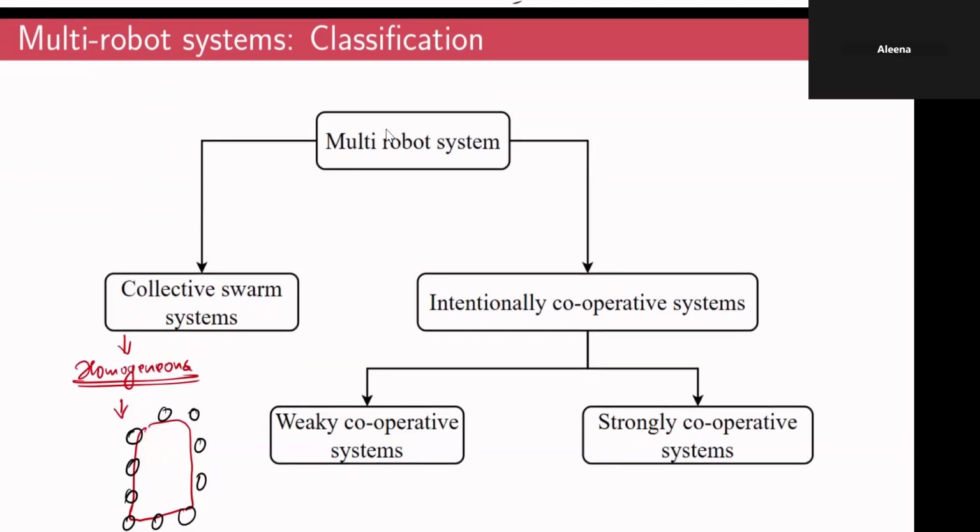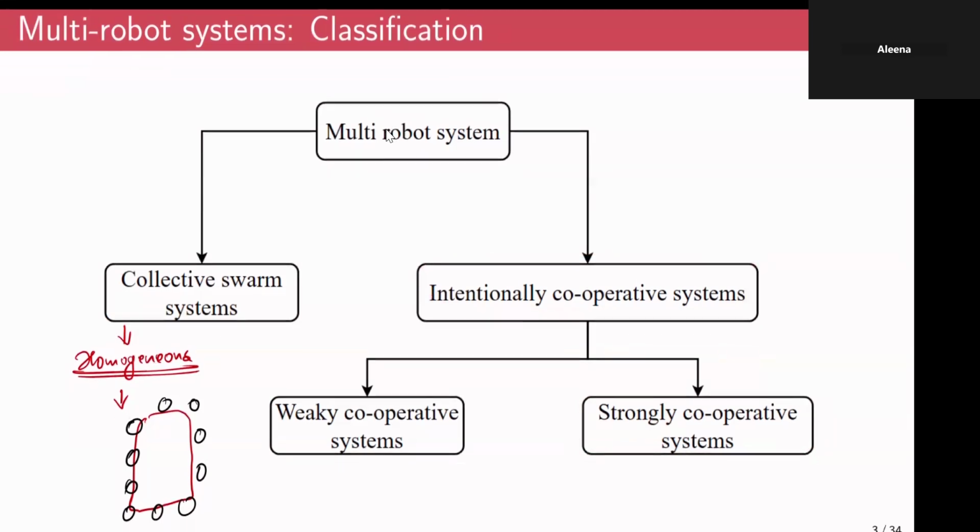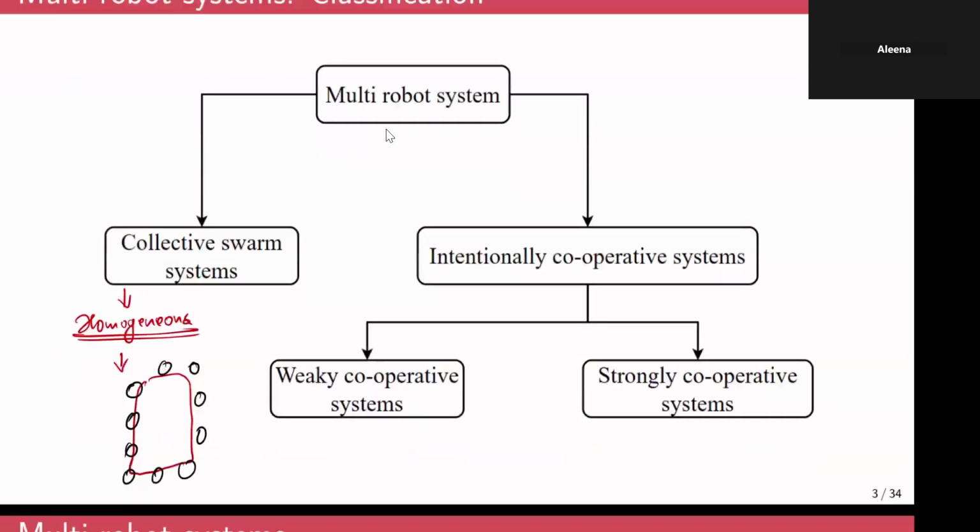Whereas in the case of intentionally cooperative systems, some amount of information has to be shared among the members of a multi-robotic system. Depending on how much information is being shared, or how much independence each system has, they can be further classified into weakly cooperative systems, depending on their level of cooperation, or in the other case, strongly cooperative systems. And in intentionally cooperative systems, the member robots can be homogeneous or non-homogeneous. But in a swarm, the members are exclusively homogeneous robots.